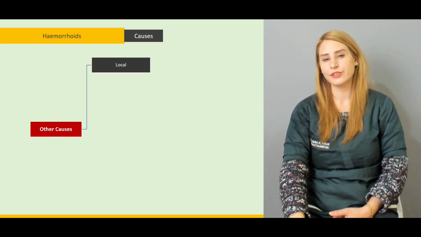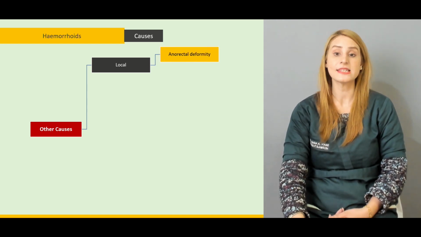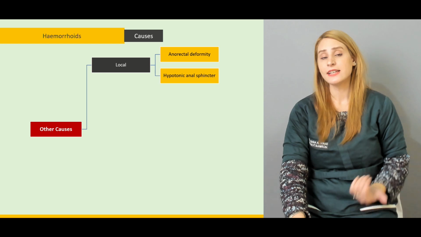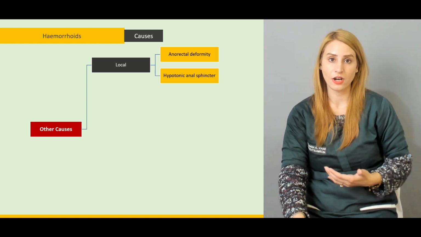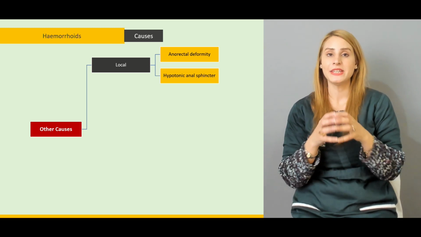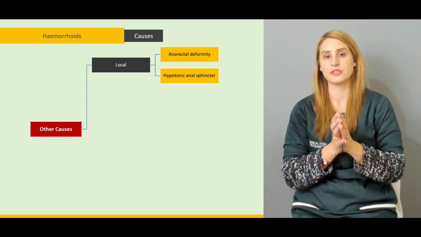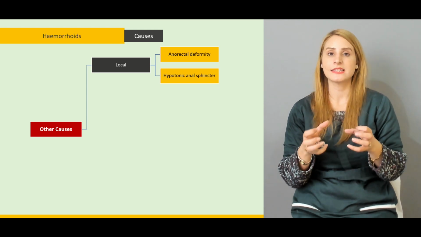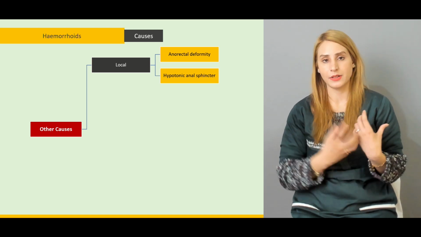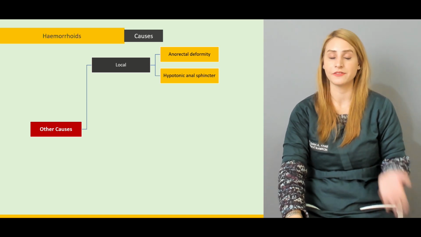Now, there are some other important causes which need to be discussed when you are talking about the causes for the hemorrhoids. So there are some local causes, and there are systemic or generalized causes, right? So the local causes, there can be anorectal deformity, there can be hypotonic anal sphincter, because usually when there is a normal anal sphincter, it would be trying to establish a proper channel and a proper venous outflow. So the main concept behind the generation is a kind of a venous outflow obstruction.